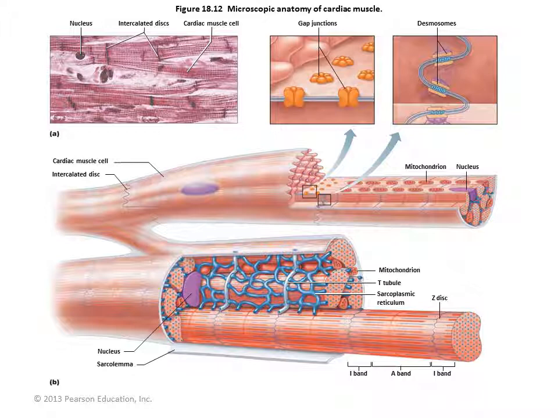Intercalated discs, which are junctions between the cells, anchor cardiac cells. Desmosomes prevent cells from separating during contraction. Gap junctions allow ions to pass from cell to cell and electrically couple adjacent cells, that allow the heart to behave as a single coordinated unit.